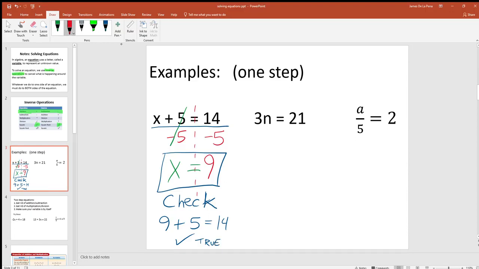Here we want to solve for n. We have 3n equals 21. Again, if we don't see a sign in between the 3 and the n, we're going to assume that we're multiplying. Whenever you don't see an operation, we're representing multiplication. So 3 times n equals 21. To cancel that, we divide by 3 on both sides of the equal sign. So again, on the left we have n by itself, and on the right we have 21 divided by 3, which is 7.